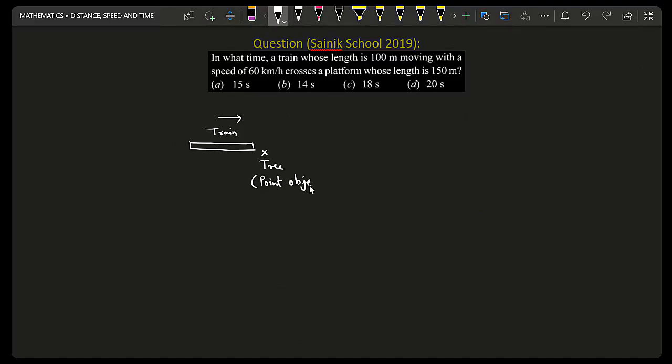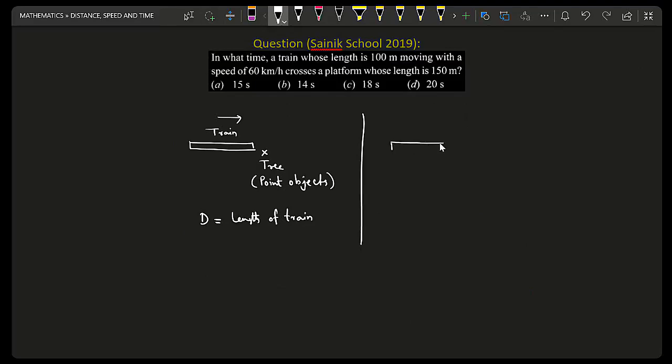So what are the examples of point objects? We have a tree, or a pole, or any man, like that. These have negligible width compared to the train. So whenever a train crosses point objects, the distance traveled, you have to consider, is equal to the length of the train. This is the first case.